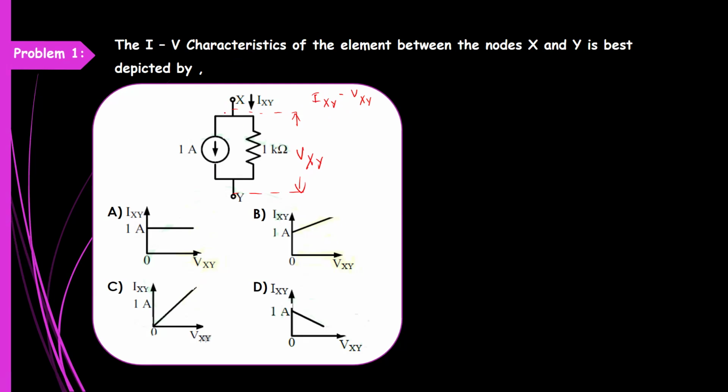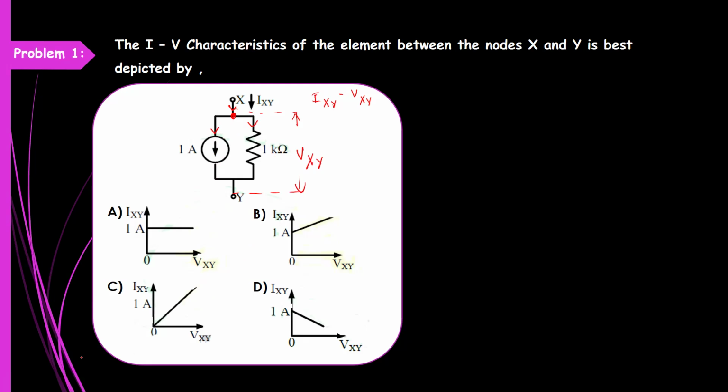Okay. So for this, I am going to apply the Kirchhoff's current law. I am taking this as node. We know the Kirchhoff's current law, sum of incoming currents to the junction equal to sum of outgoing currents. So now IXY, it is in the forward direction. So this is incoming current. And this 1 amps is the outgoing current. It is away from the node. And then current through 1 kilo ohms, that is also outgoing current.